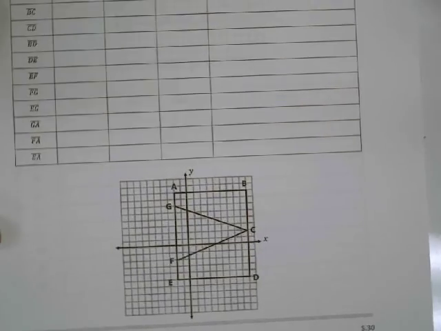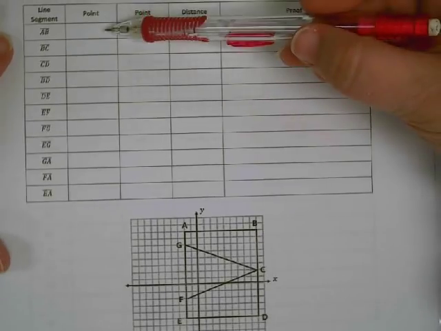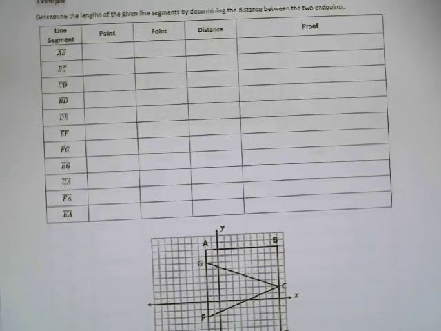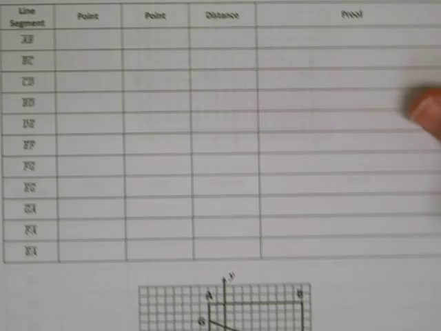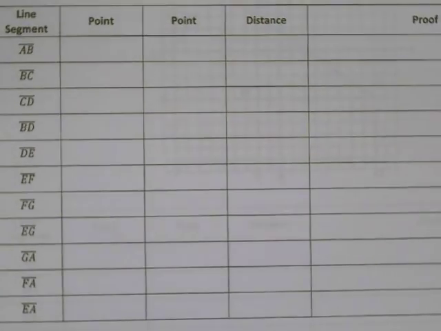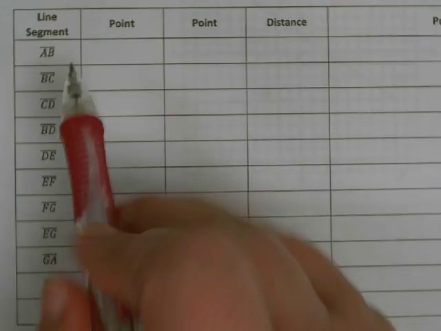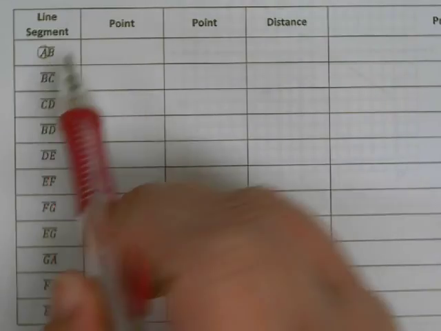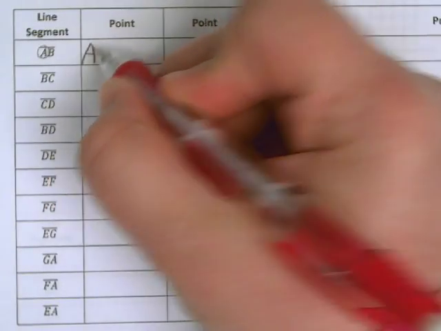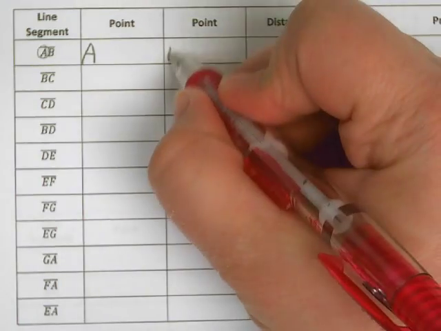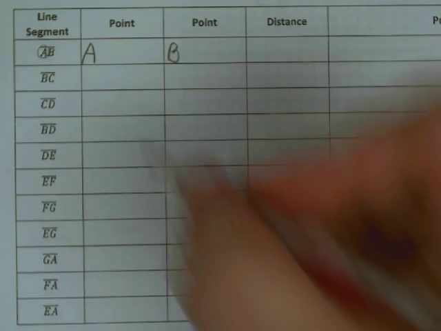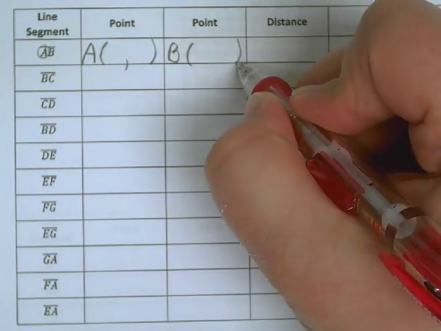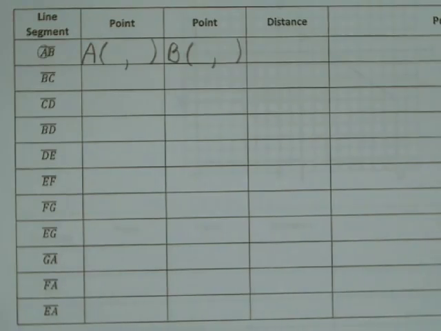The very first thing we're going to do is write the coordinates of each line segment. I'm going to zoom in on this real quick so you can see. On this line segment, my first point is going to be point A. My second one is going to be point B. I'm going to write the coordinates. Remember, we write those coordinates inside parentheses with a comma between each number.